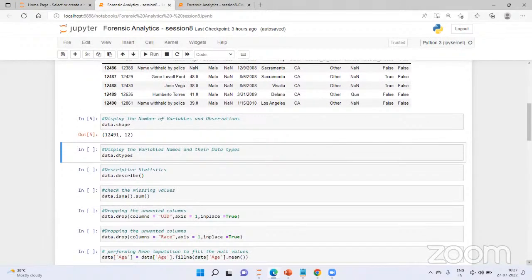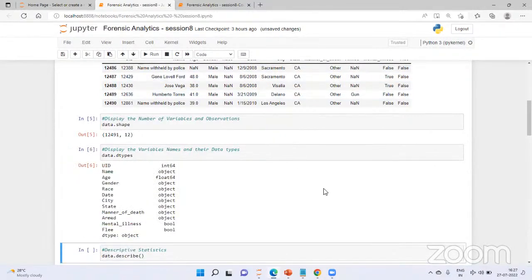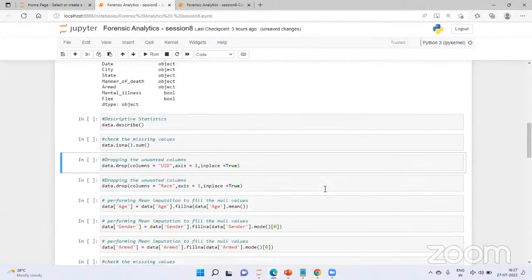Now, what are the data types of our columns? If you want to know the data types of the columns, we need to pass the command data.dtypes. So data.dtypes will give the data types of our columns. Done. So these are the columns: UID, name, age, gender, race, date, city, state, manner of death, armed, illness, and so on. So these are affecting the condition.